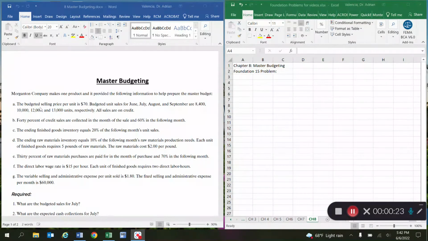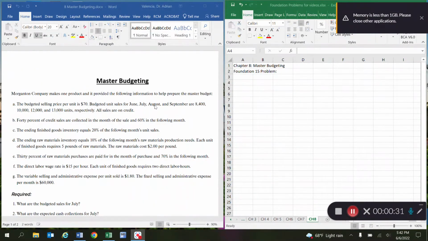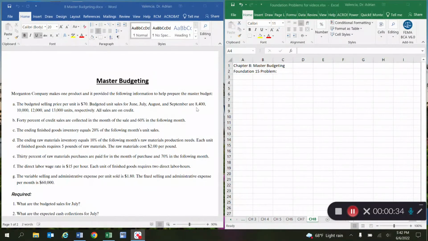So we have information that the budgeted selling price is $70, and that the budgeted sales for June, July, August and September are as follows, and that all sales are on credit. So that's important because then when we do the cash receivables budget, we need to consider the order in which this credit is collected. It says that 40% of credit sales are collected in the month of the sale, and then 60% in the following month. So this will affect the collection of cash of those sales.